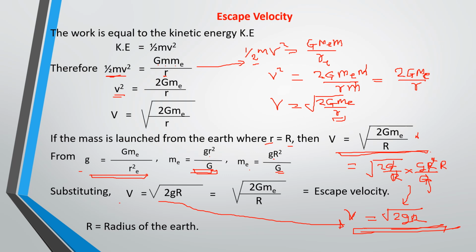Now this equation is also equal to this. So depending on the equation that you are given, you are either going to use this or you use this. If you are given the mass of the earth, you use this equation. If you are given just the radius without the mass of the earth, you use this equation to solve. So this is what escape velocity is.